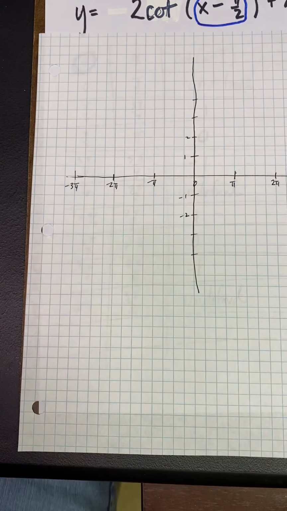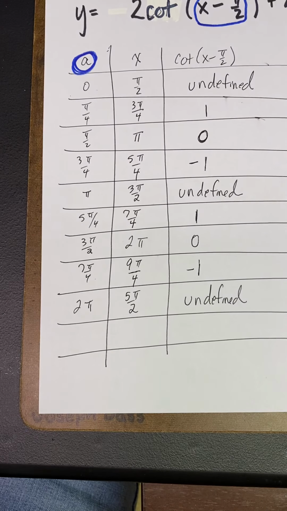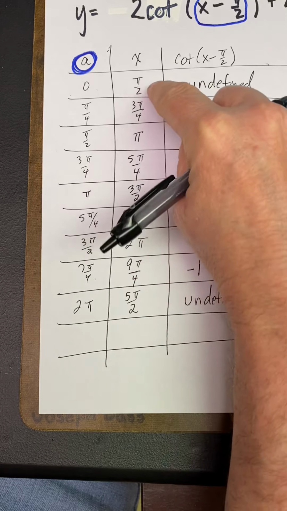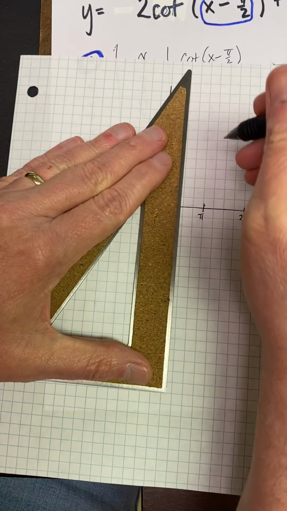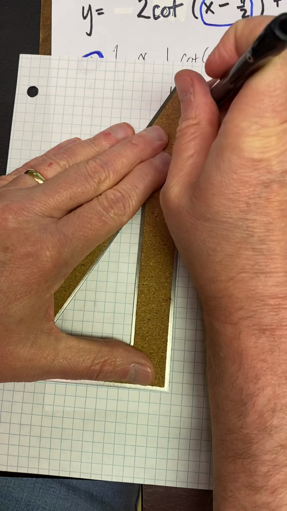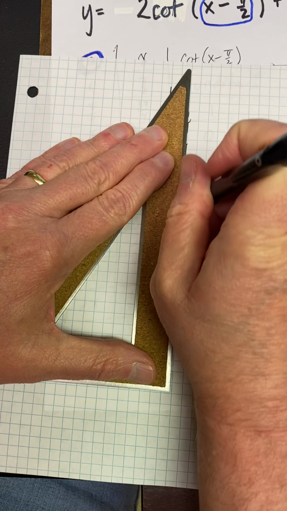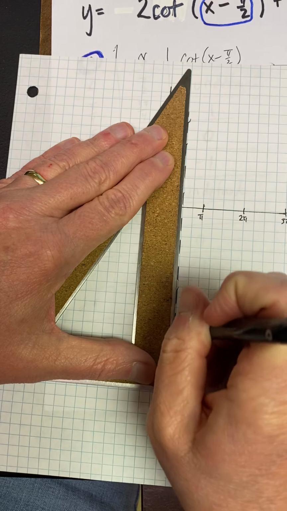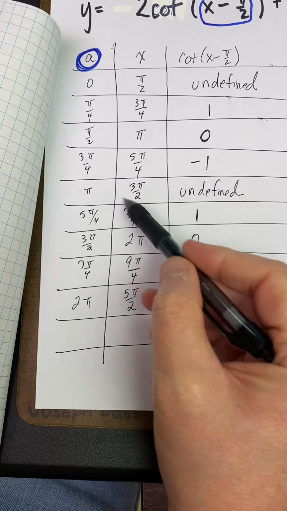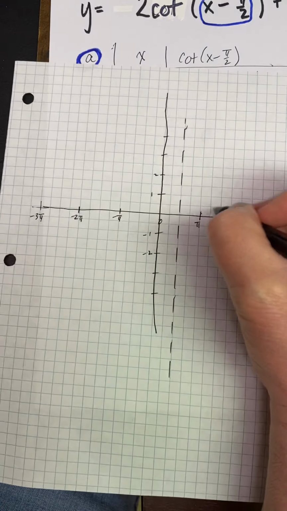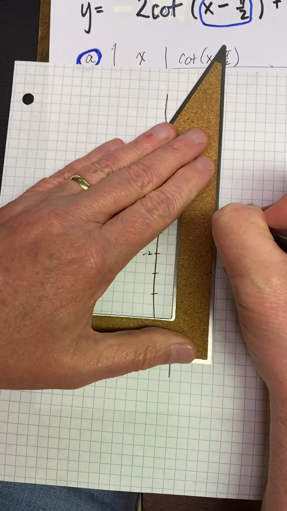Okay. First thing I'm going to do if I'm graphing a tangent or a cotangent is to figure out where those asymptotes are. If x is pi over 2, there's an asymptote. So halfway to pi. Take my ruler, put it down, sketch that asymptote. Okay, let's see. If x is 3 pi over 2, that's 1 and 1/2 pi. So here's another place.